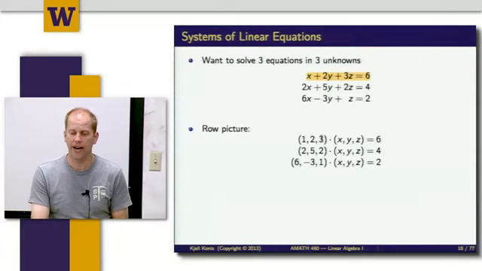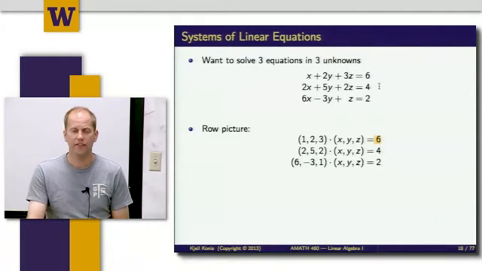And if I do that, what I end up with is the dot product. So I'd have the dot product of the coefficients. There's an invisible 1 here. If I just say x, I really mean 1 times x. So that's where this 1 comes from. So the first row is 1, 2, 3 dot xyz is equal to 6. Second row is 2, 5, 2 dot xyz is equal to 4, and so on.